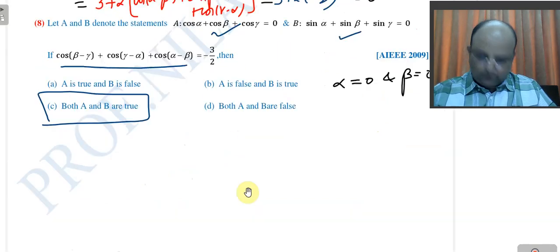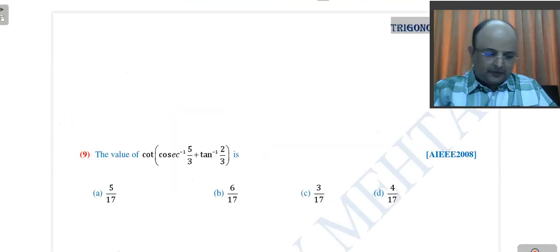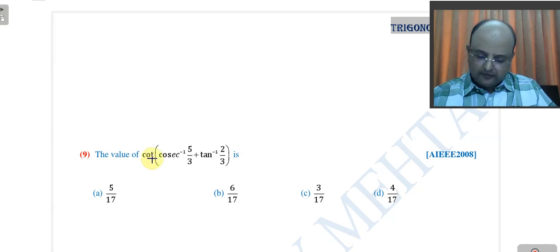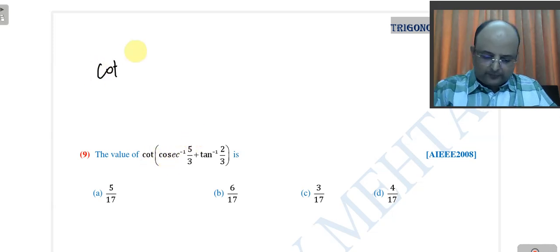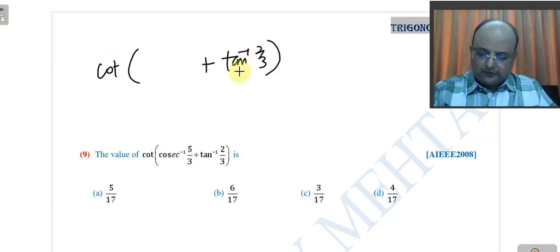So that was true. Question number 9 I go for, that is from 12th trigonometry, inverse trigonometry, cot of cosec inverse. Well, if I want to apply formula, both must be tan inverse. So this is sin inverse 3/5, which is tan inverse 3/4.